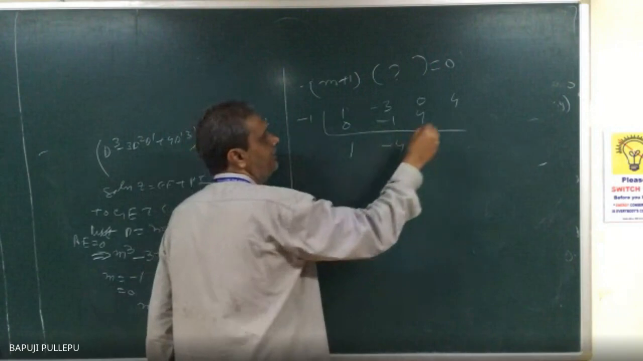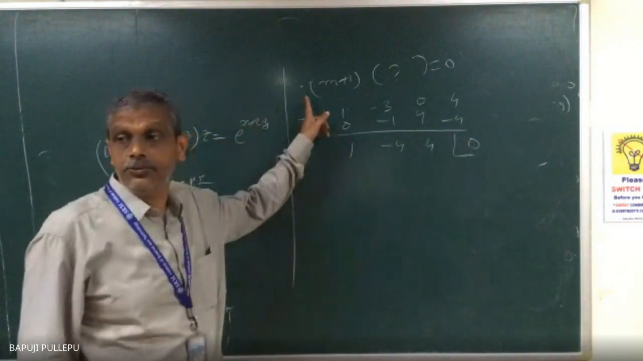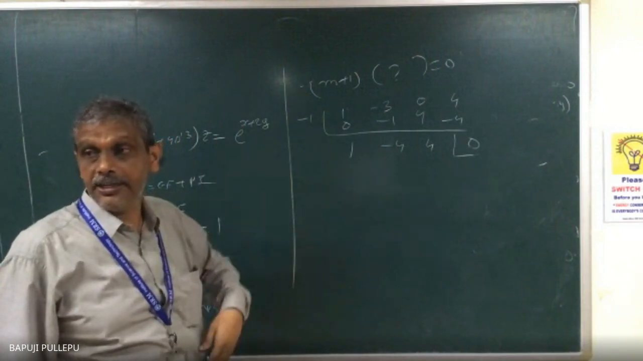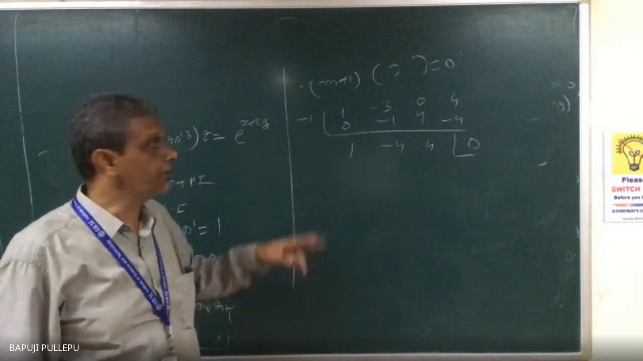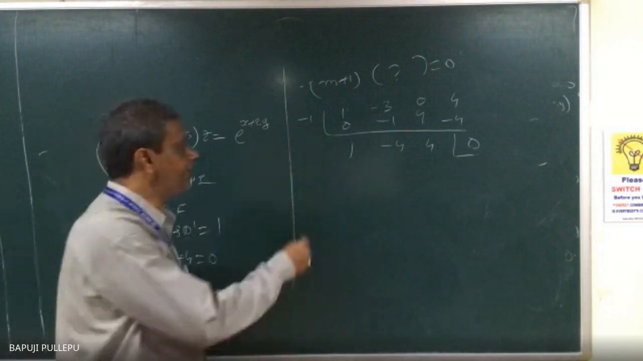4 into minus 1? So, we have to get 0 if it is a root, meaning a factor. That's called the remainder theorem, factor theorem. Already in 8th standard you studied it, or not, I don't know. So how can you write this? One degree I already pulled outside. So how can you write? M plus 1.